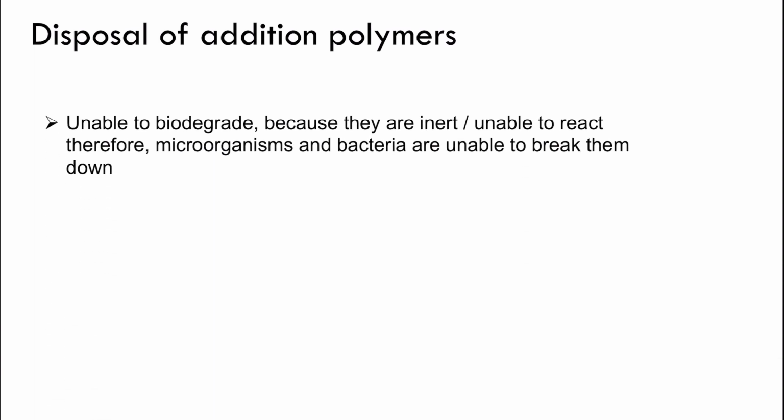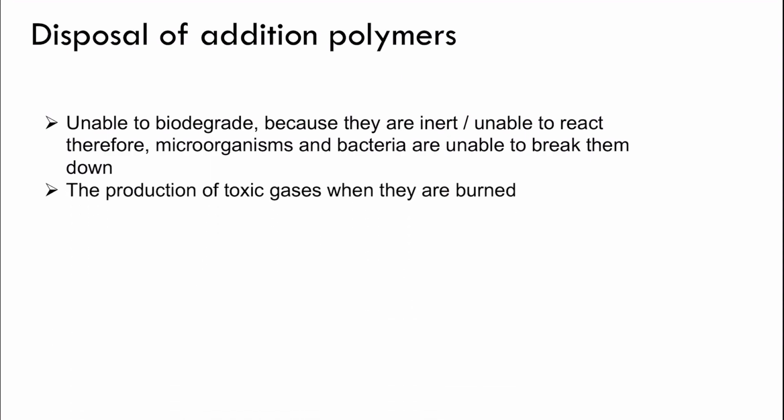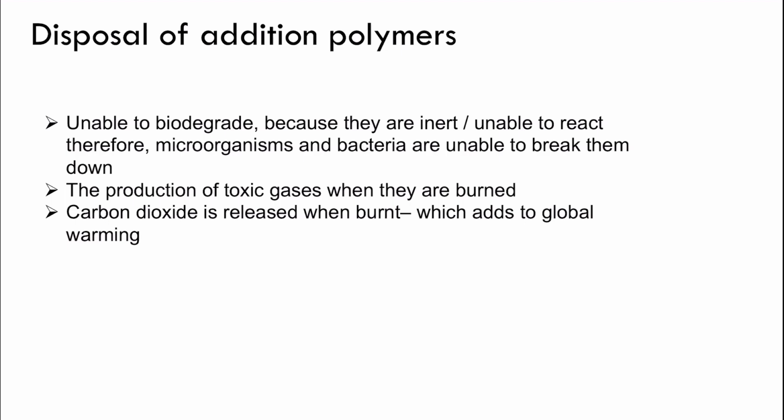There is a problem with the disposal of addition polymers. Addition polymers come from alkenes, and they are all formed of single bonds between carbons and hydrogen. There is no double bond in the polymer itself. So these polymers are inert, unable to react, and normally microorganisms and bacteria are unable to break them down. The only way to get rid of them is by burning them. When they are burned, they produce toxic gases. Not just that, they also produce a lot of carbon dioxide, which adds to global warming.